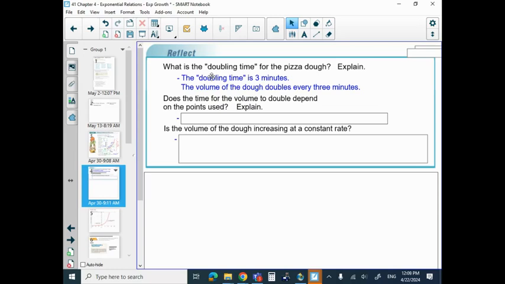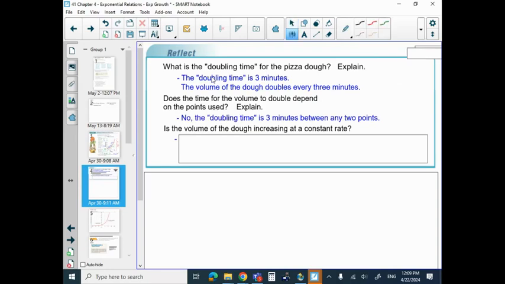Does the time for the volume to double depend on the points used? No. Basically, the doubling time is going to be 3 minutes between any 2 points where you're doubling, right? So picture volume 1 to volume 2, where it's times 2, then that took 3 minutes, anywhere along the way.